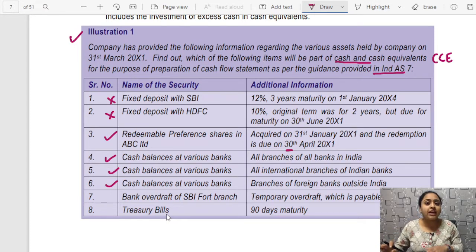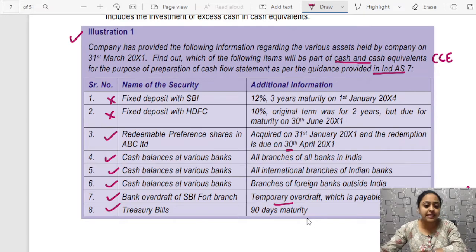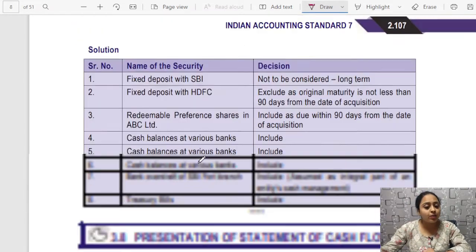If you are considering that it is not an integral part, you will consider it as financing. If you are considering it as part of CCE, then you have to put a note that we are assuming that the bank overdraft given is an integral part of the management. If we consider this a temporary overdraft which is payable on demand and integral, then we can include it in the CCE portion. Now 90 days maturity treasury bills will be included. If more than 90 days, then they will not be included as a part of CCE. You can cross check and understand it better with the answer portion.